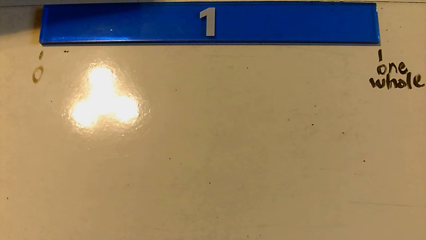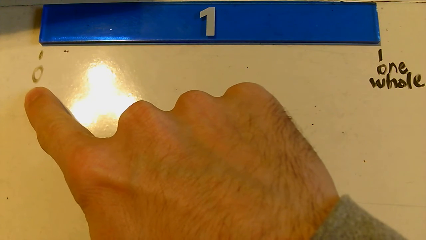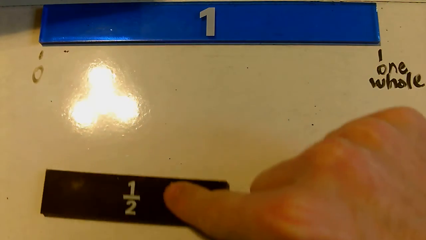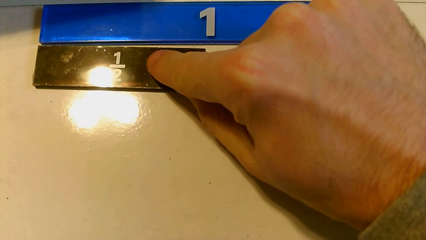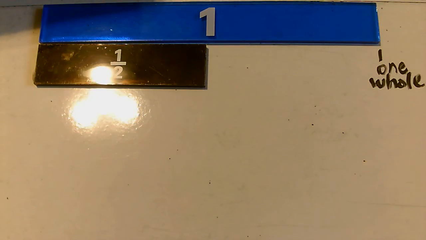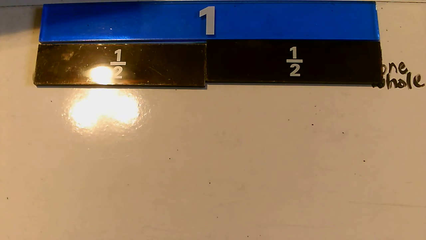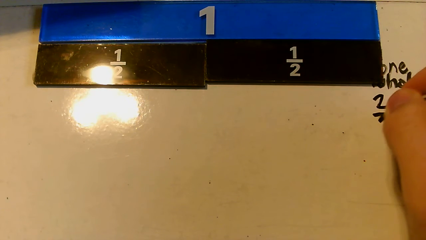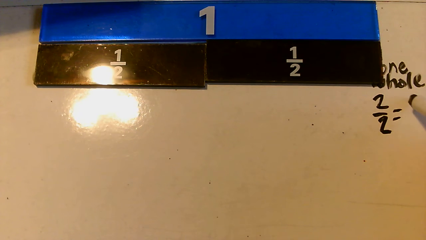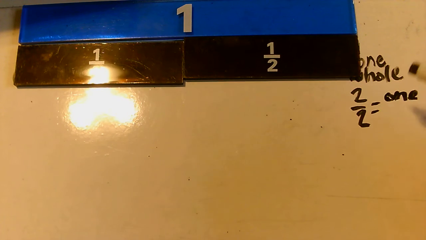An example would be if you were talking about halves. Well, here's 0 halves because I don't have half of anything. But now here's 1 half, 2 halves. So 2 halves equal 1 whole.